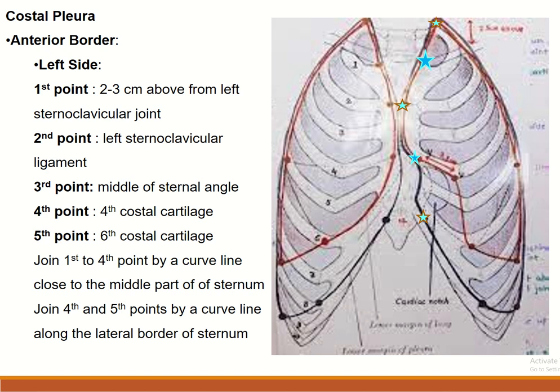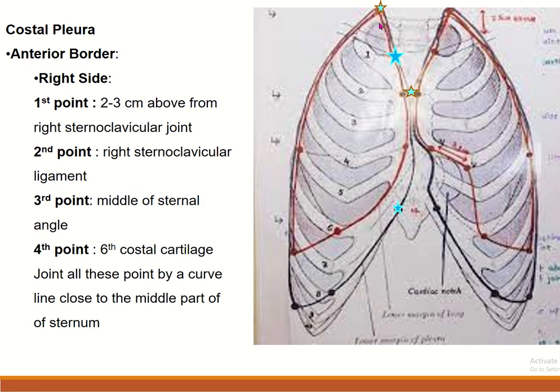Now the anterior border. The anterior border of the pleura is different on the right side from the left side. On the right side, the first point is 2 to 3 centimeters above the right sternoclavicular joint. Second point, the right sternoclavicular joint, not ligament, joint, and third point, the middle of the sternal angle. Fourth point, the 6th costal cartilage. Join all these points by a curved line closing at the middle of the sternum.